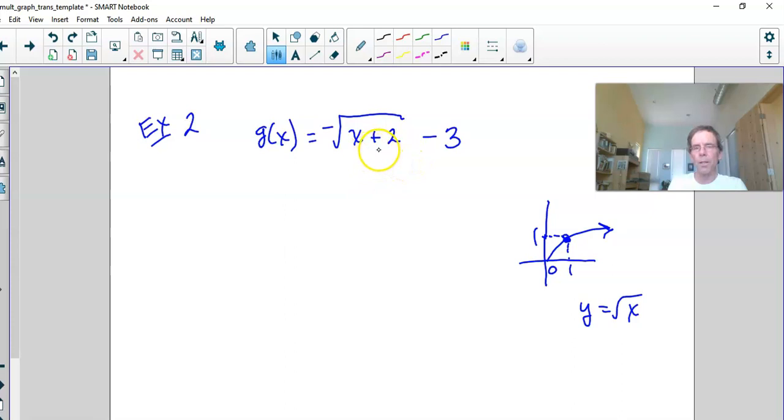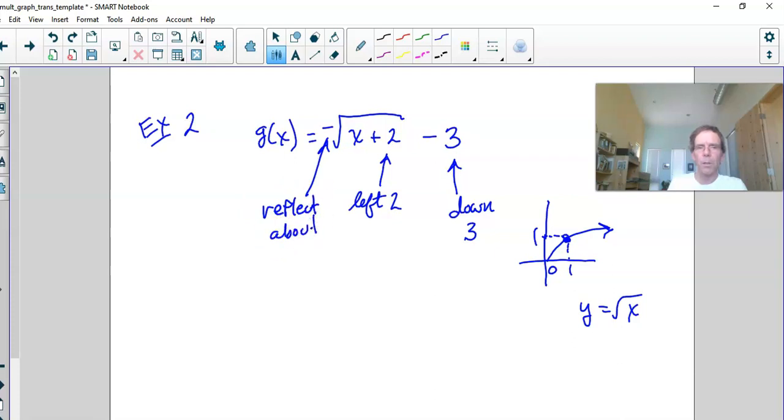Well, it's kind of like before. The thing inside the function, which is the square root, is making it move left or right. And because it's a plus, it moves to the left. So this is left 2. The -3 on the outside is down 3. And then a negative outside the function means it's reflecting about the x-axis. Reflect about the x-axis. All right. This one, we really need to be careful about the order that we do this. Otherwise, it won't come out right.